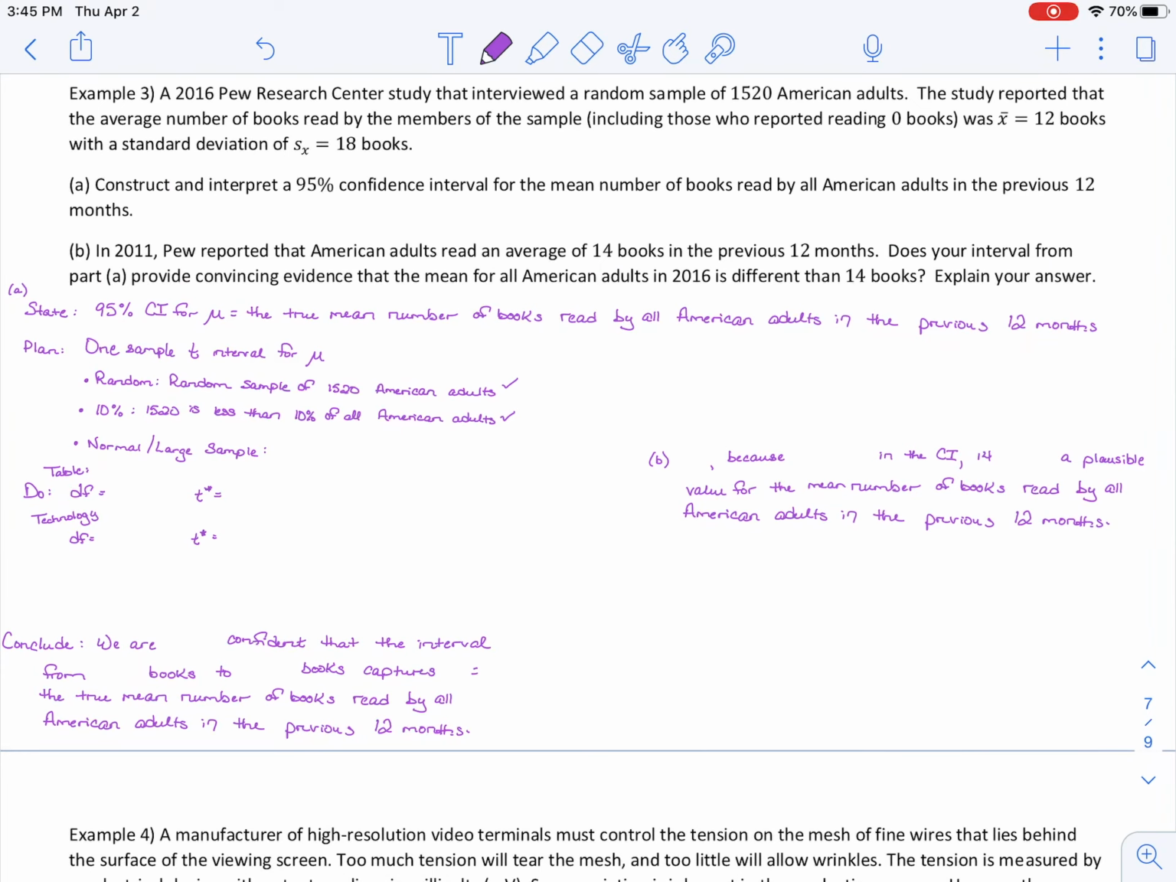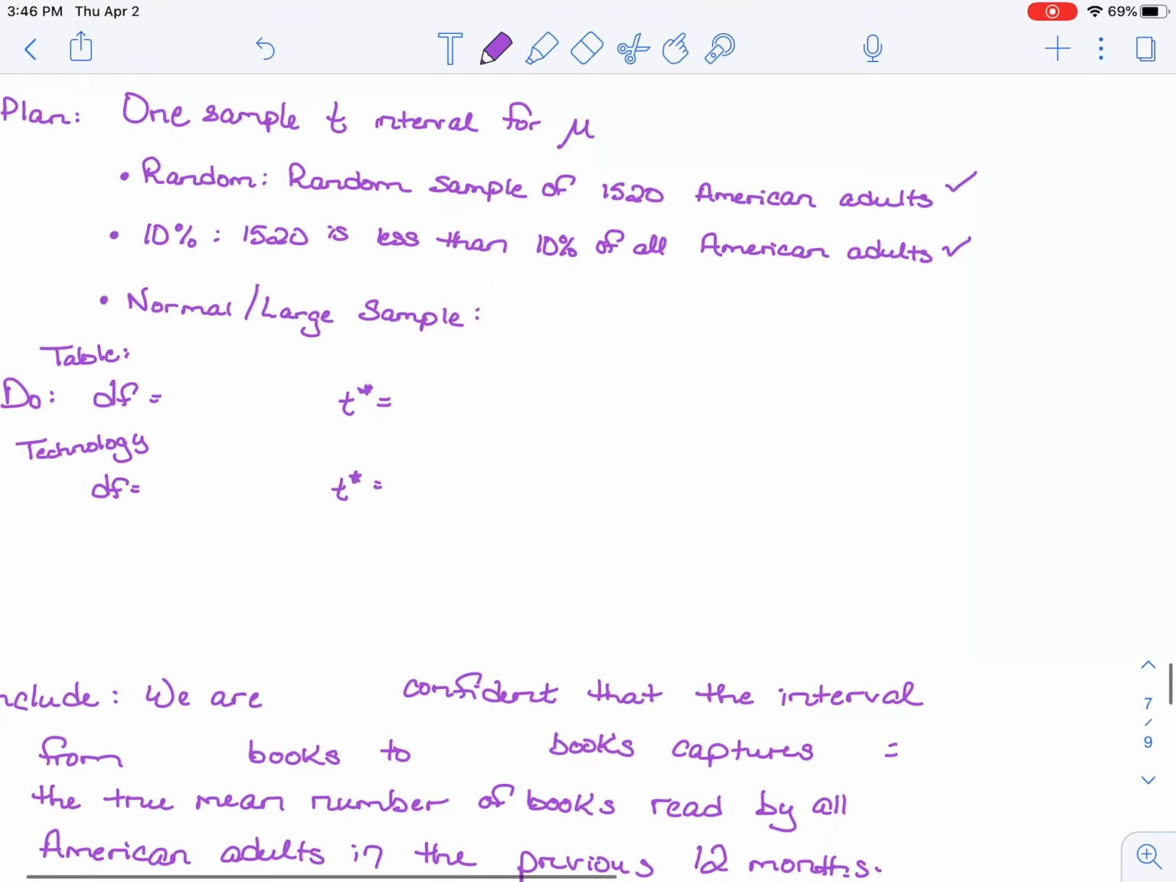So when I do this, it never said anywhere that the distribution of American adults' book reading preferences is normally distributed. So if I don't know the population is normal, then I have to look at the sample size. Well, luckily the sample size is huge, so we have a large sample. So I'm going to say just that the sample is large, and I'll quantify what I mean by that. 1,520 is at least 30. So now I can actually start doing things.